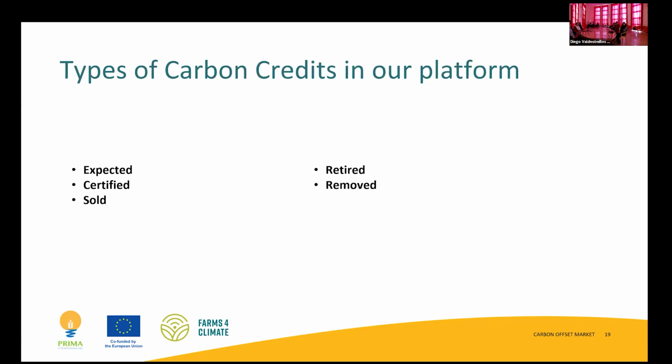So in the future, this real-time data will help. And these are the types of carbon credits that we define in the time. This is the kind of credit that we handle in our platform.